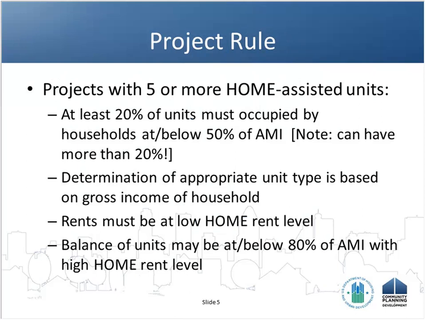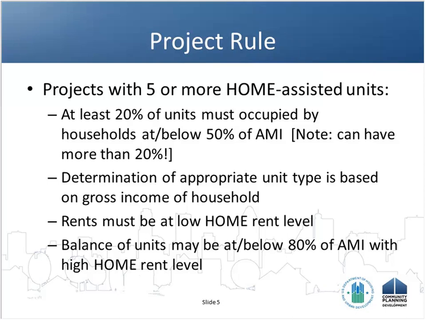Now we're going to talk about the project rule. So for HOME projects that have 5 or more HOME-assisted units, we have a second level of affordability requirement: a minimum set-aside of 20% of the units have to be occupied by households at or below 50% of area median income.